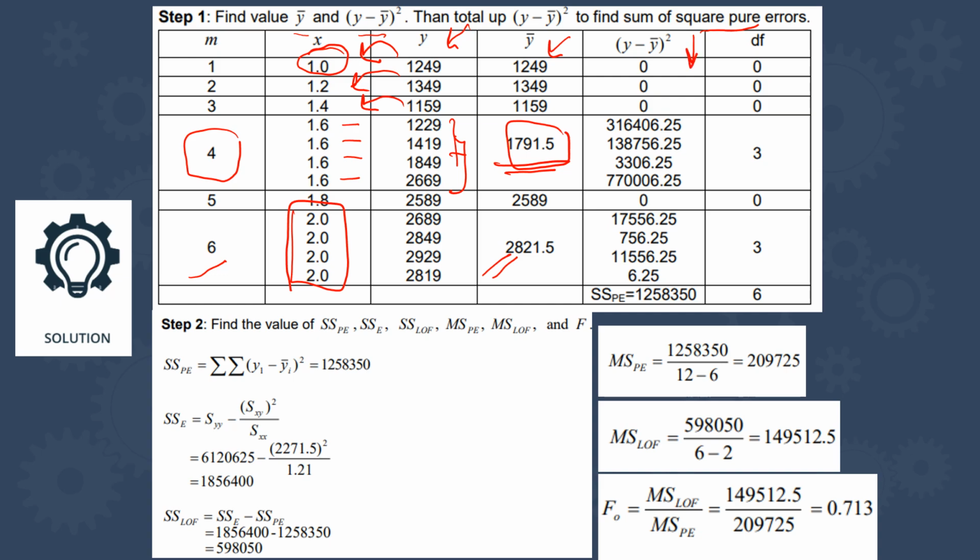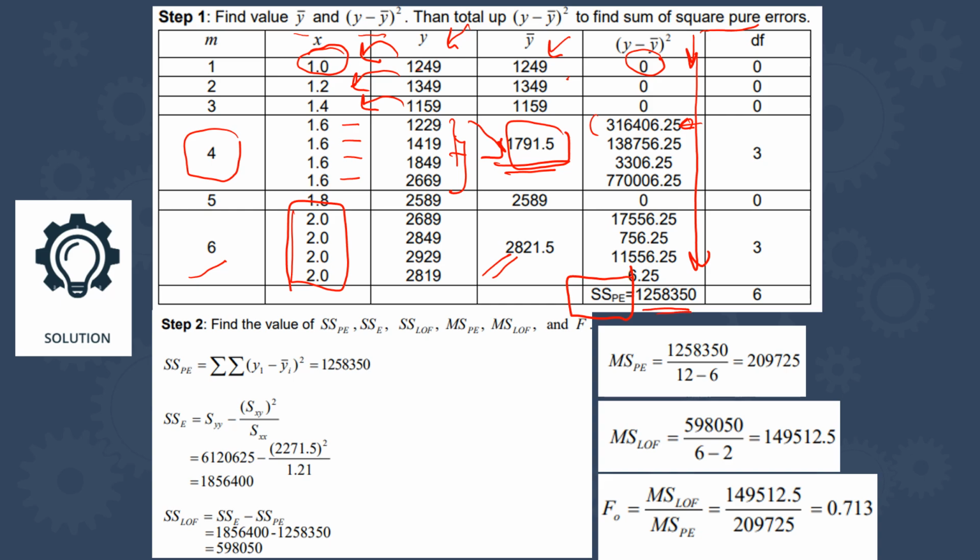So here the next column is to obtain y minus y bar. So this value minus this value, and don't forget to square. Because this observation is similar, we have 0 here. Let's say for the fourth replicates here, 1229 minus 1791.5, and then don't forget to square. Alright, so you get this value. So at the end, we total these, and then we will have the sum of square of pure error. Remember, our sum of square of pure error is actually the summation of all of this, and we have the value.